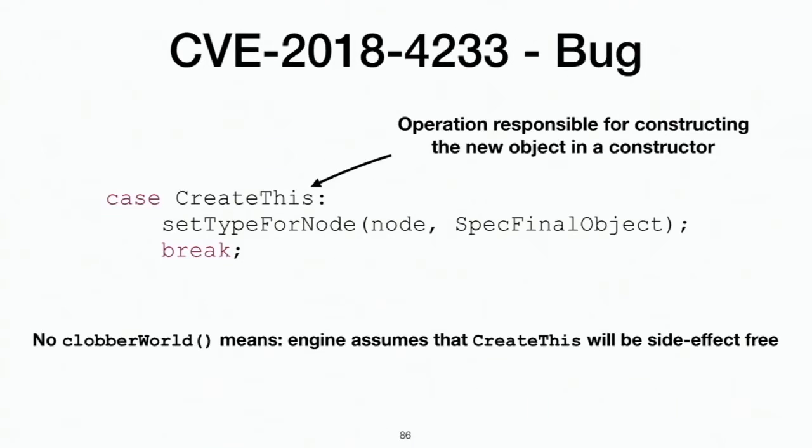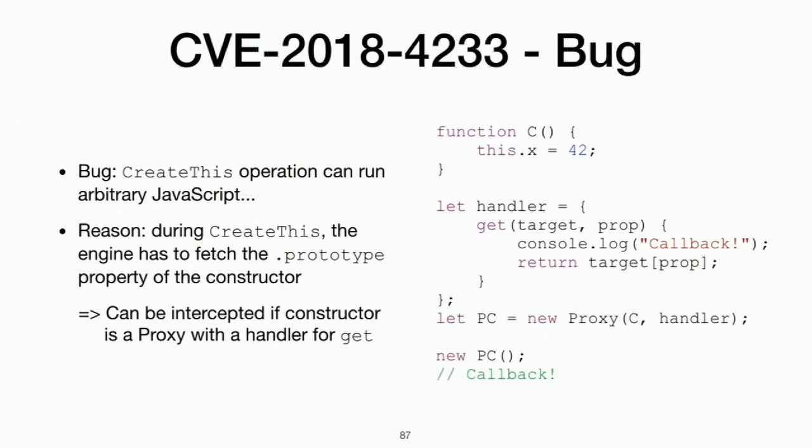So if we look for some other code here, there's one operation that's called CreateThis. What it does is basically during construction, it allocates the object that's being constructed. And if you look at this code in the abstract interpreter here, you can tell that it doesn't call clobberWorld. So it's assuming that this operation is in fact side effect free, right? Well, it turns out it's not, and that's exactly the bug I exploited.